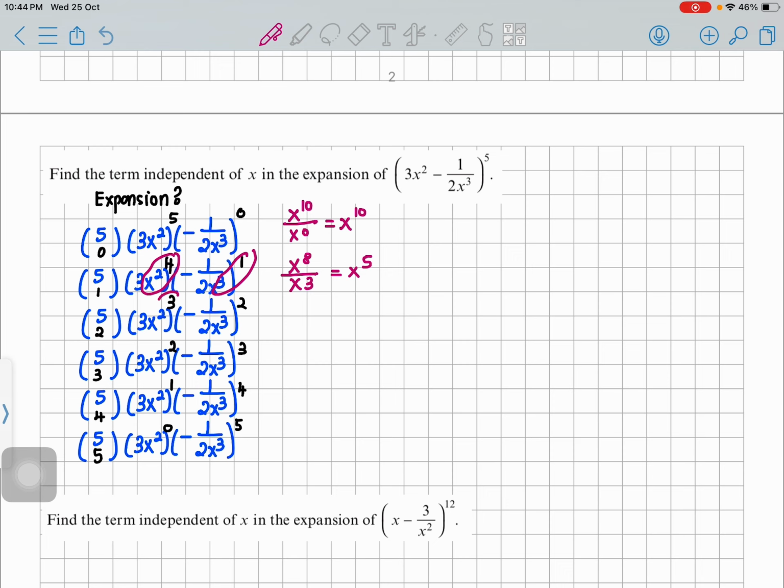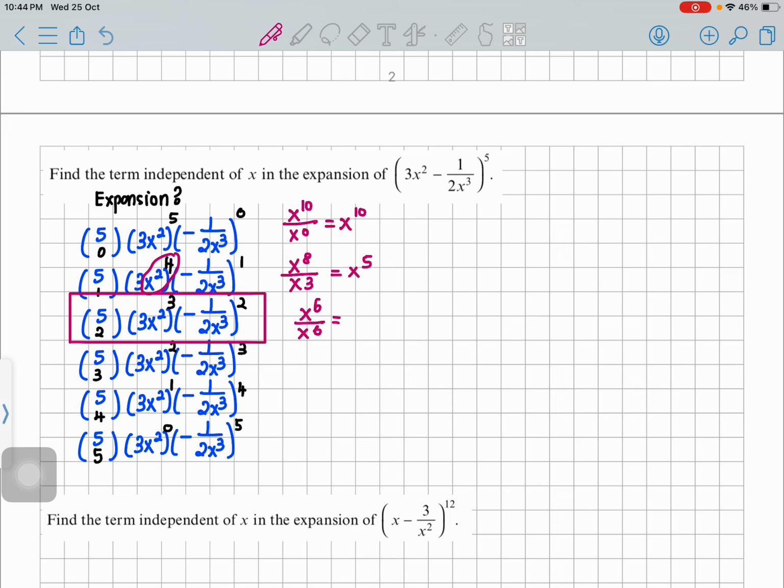Okay, let's check the next one. This is x power 6. Whereas this is also x power 6. So I know, this is where the x get cancelled. So the term that I am looking for is actually here. Okay, now let's solve.